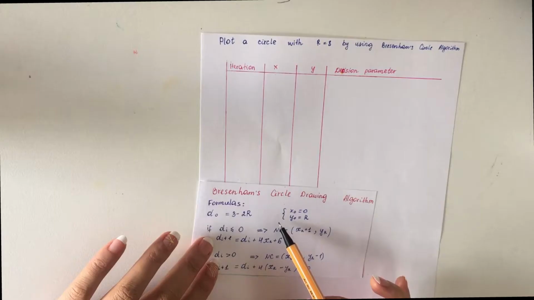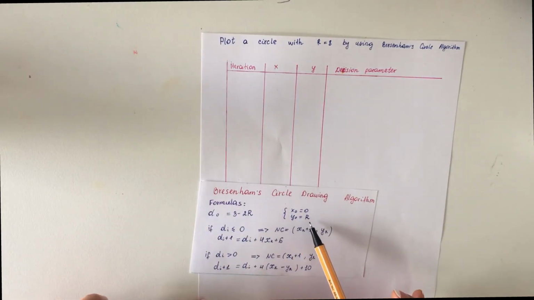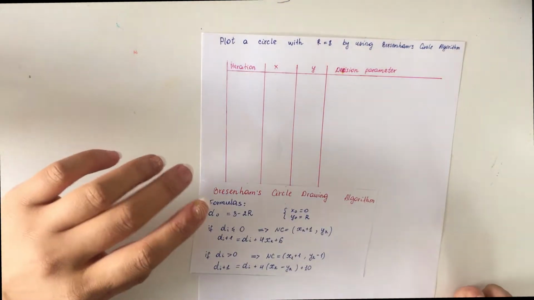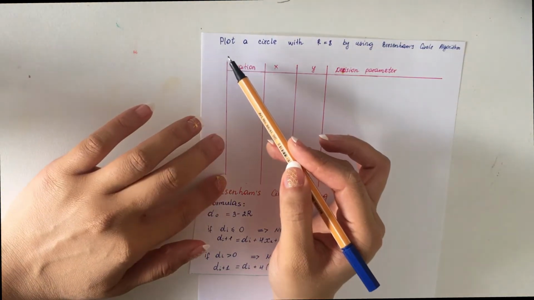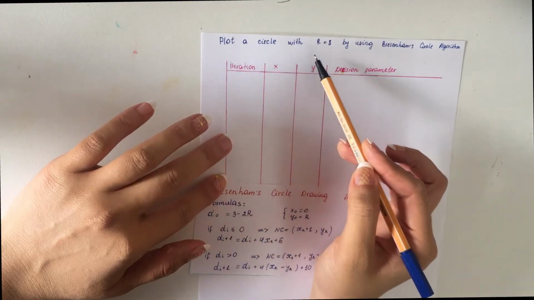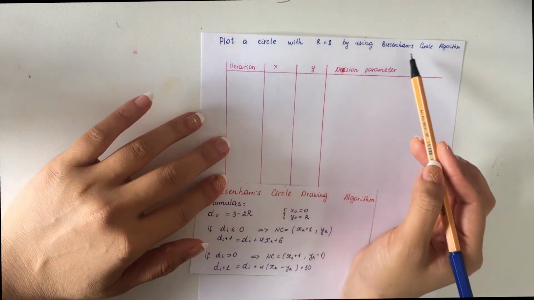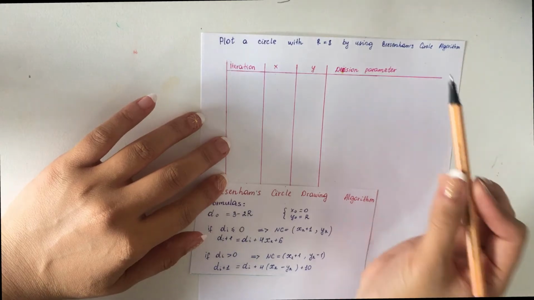Everyone! In this video I will show an example of Bresenham's circle drawing algorithm. So I hope you will understand everything. Let's get started. First of all, let's review the formulas, which I explained the derivation of in my previous video, so you can check it out. In our example, let's plot a circle with radius equals 8 by using Bresenham's circle drawing algorithm.